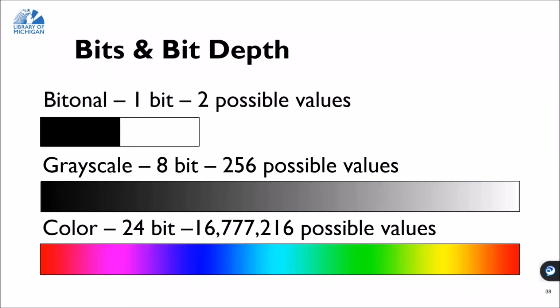Next is color. Color files are usually 24-bit, but those 24 bits are divided amongst 3 color channels in an RGB color model: red, green, and blue. So it's really 8 bits per color channel. And if there are 256 possible values for each channel, there are 16,777,216 possible values for each pixel. That's a lot of options.